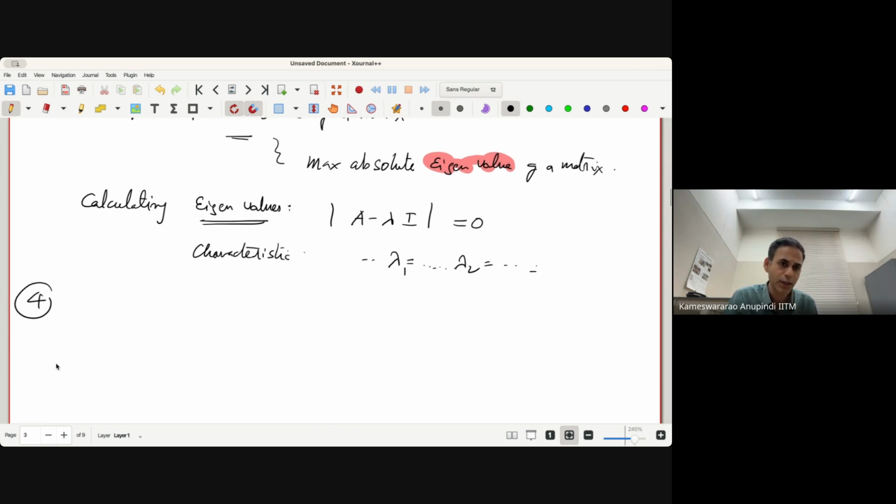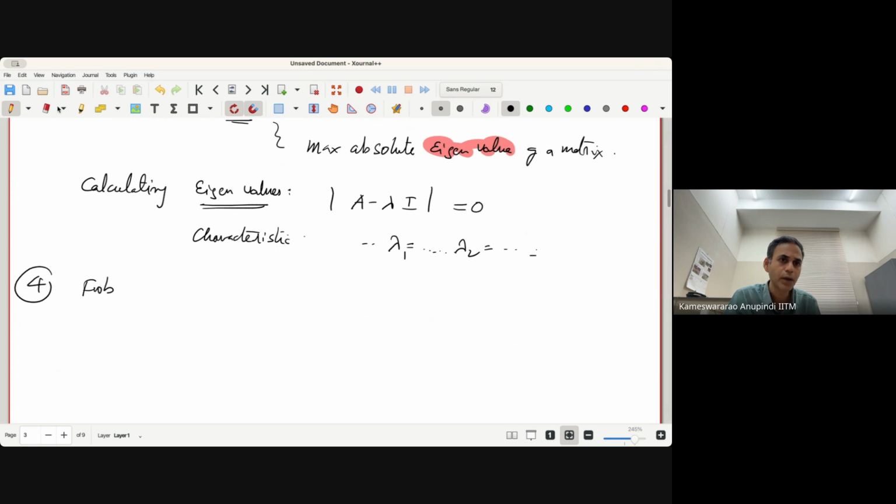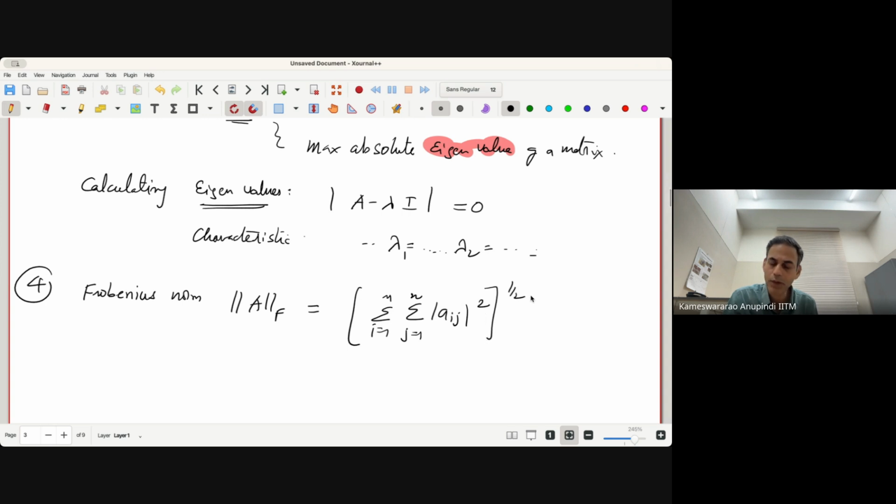Then there is another norm called the Frobenius norm, which is slightly different. It is denoted as norm of A sub F. This is equal to the square root of the sum over j equals 1 to m, sum over i equals 1 to m, of modulus of a_ij squared. That is your Frobenius norm. It seems similar to the 2 norm, the Euclidean norm, but it is different. People use the Frobenius norm because it is very easy to calculate.